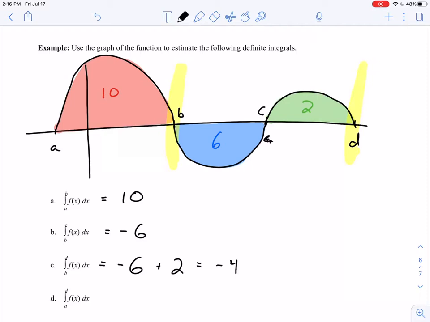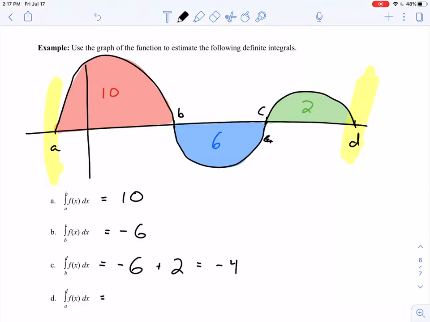Finally, we'll integrate this function from a, so starting right here, all the way over to d. So this means we're just going to add together all of these areas: area above the x-axis is positive, area below the x-axis is negative.